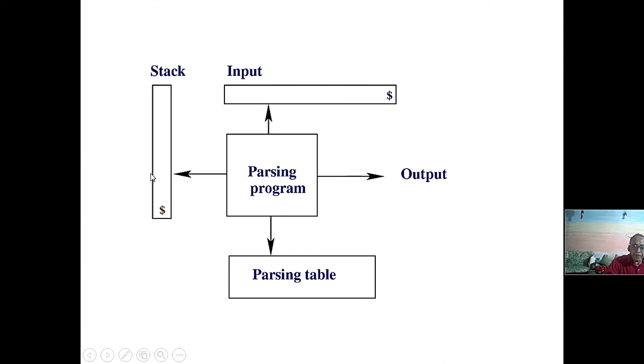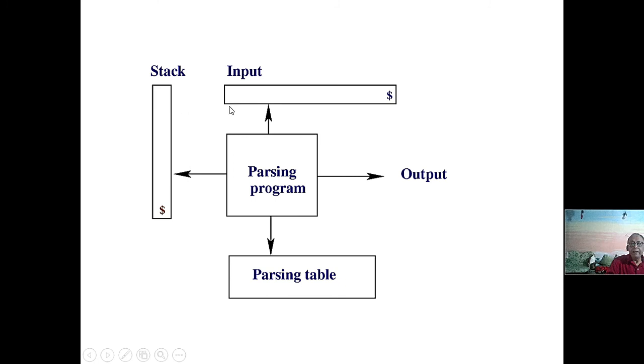If a variable comes at the top and the input has a terminal, we try to match the rule from the parsing table. If it matches one-to-one, say capital B here and small b in the input, both will be popped. If the rule is not B to b, but say B to CD, then CD is pushed onto the stack and the input is unchanged. Then we try to match the C with this input symbol. If we find a rule, then fine.